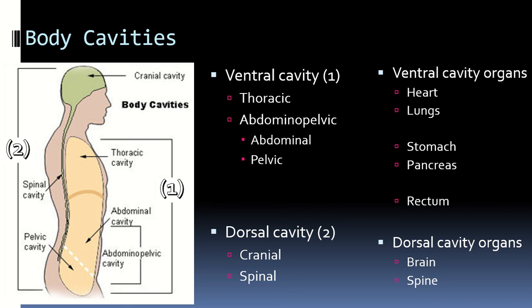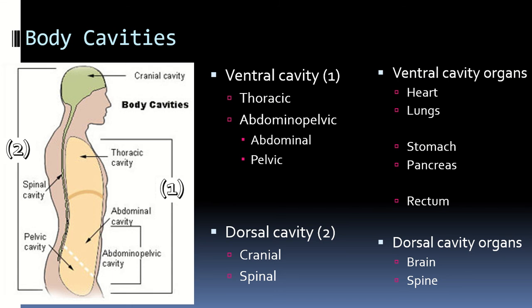Another way of dividing up the body is body cavities. Essentially, there are two main body cavities which are further broken down. The first major body cavity is the ventral cavity. This consists of the cavities that are closer to the front of the body, or the ventral side of the body. The ventral cavity can be broken up into the thoracic cavity and the abdominopelvic cavity.